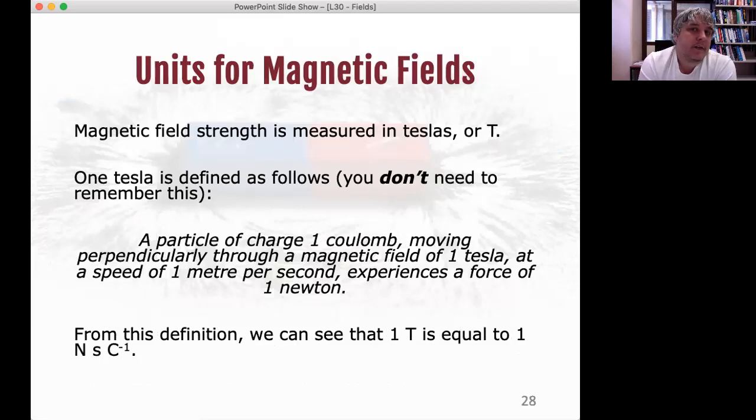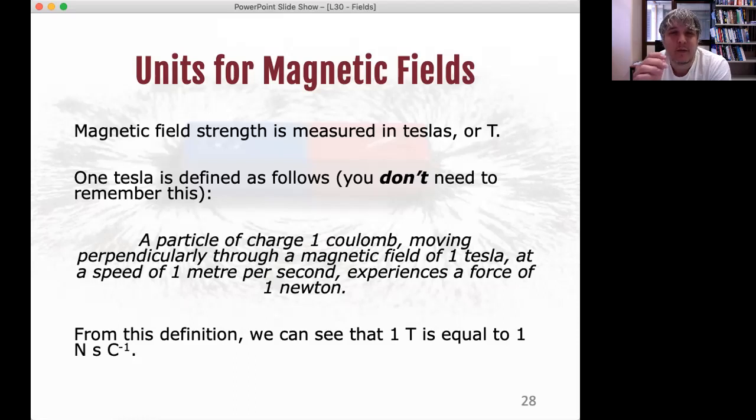As with electric field, we need to define our strength for magnetic fields. And in the case of magnetic field strength, that is measured in Teslas or capital T. Capital T is Teslas. 1 Tesla is defined as follows. You do not need to remember this. You don't really need to understand it, but it should be pretty understandable once we finish this lesson. A particle of charge 1 Coulomb moving perpendicularly through a magnetic field of 1 Tesla at a speed of 1 meter per second experiences a force of 1 Newton.